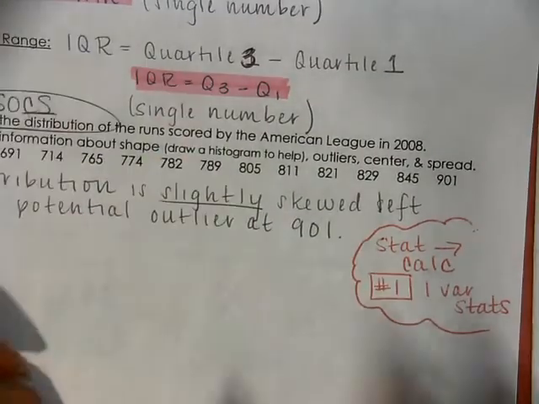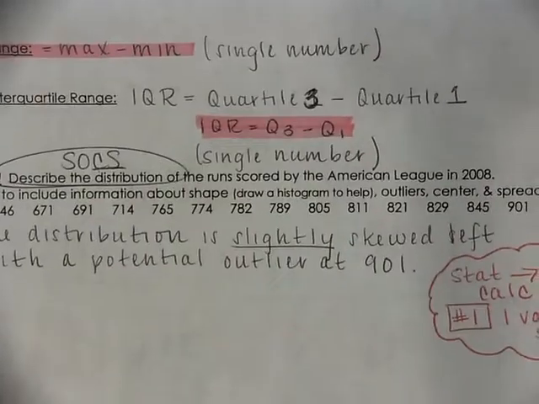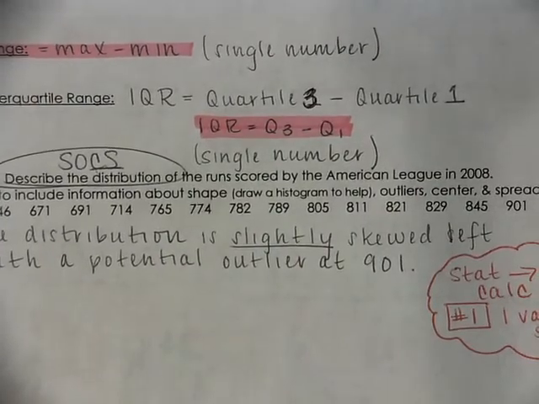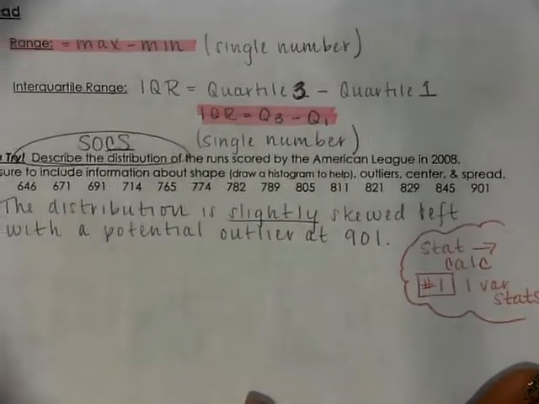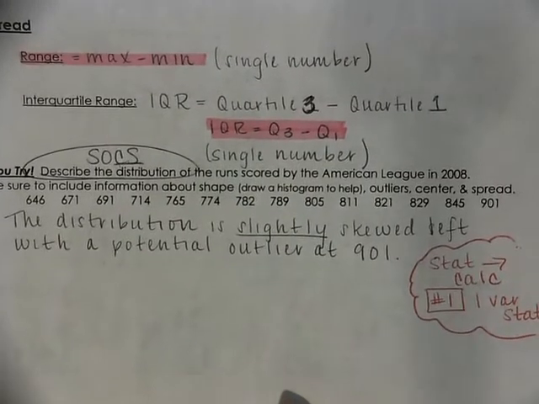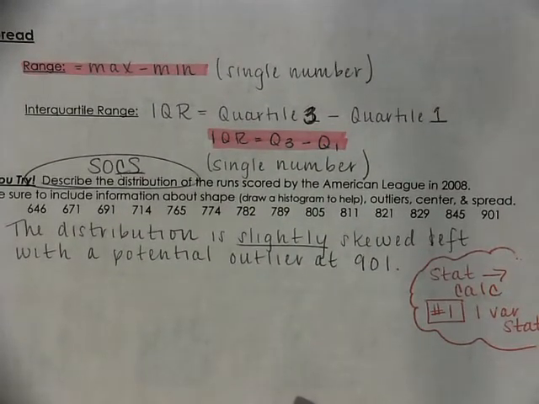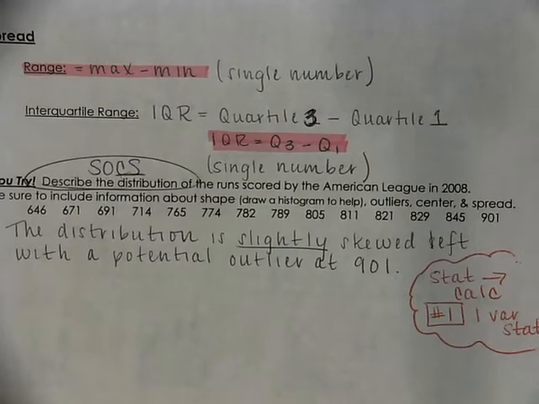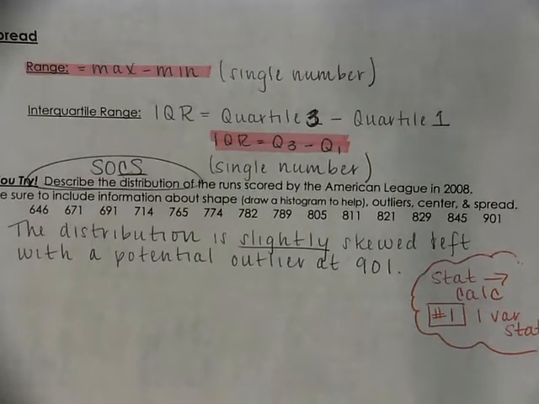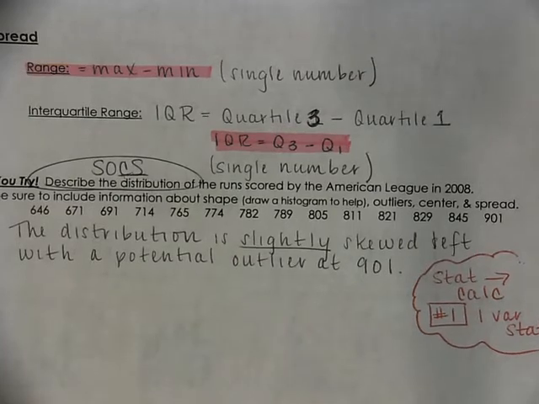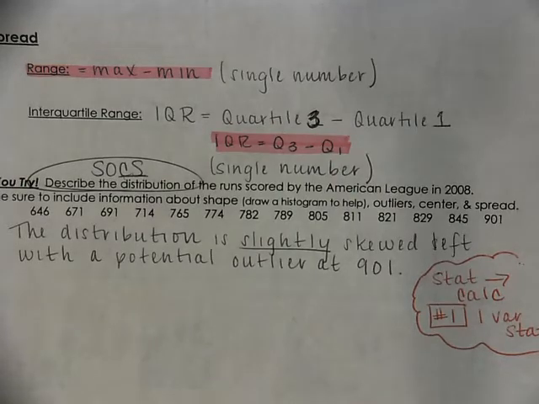So, now for center and spread, when you describe your distribution, talk about your center and spread, you need to tell me what statistic you're using, okay? Are you using mean or median for center? Are you using range or IQR for spread? So I'm just going to go back to my calculator and arrow up. I'm just going to use the mean, which was 774.6.